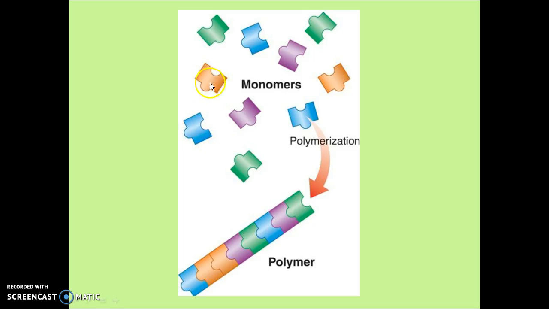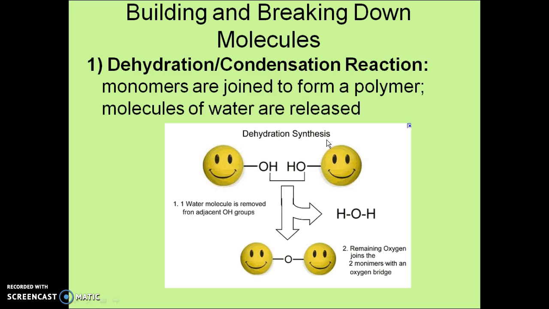So this just shows us the process of our little monomers being joined together to create a polymer, and that process is called polymerization. Okay. We could also call polymerization a dehydration or condensation reaction. We call it that because monomers are being joined together. So sometimes we call it dehydration synthesis. Synthesis means to make, so we're making a polymer. And in the process, releasing a molecule of water. That's why it's called dehydration. Dehydration means to lose water.